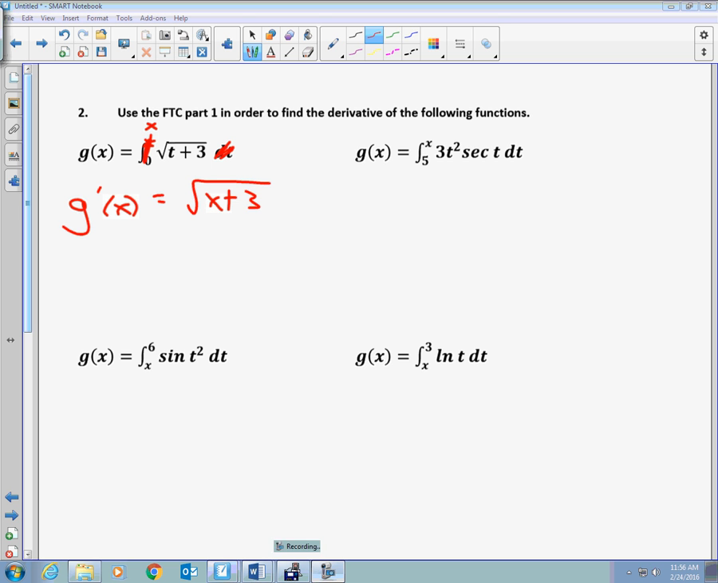All right, so this one, g prime of x. I take the derivative, and you can see that the integral goes away. The dt goes away. Now instead of just plugging x in for t here, you plug in x also here. We get 3x squared secant of x.